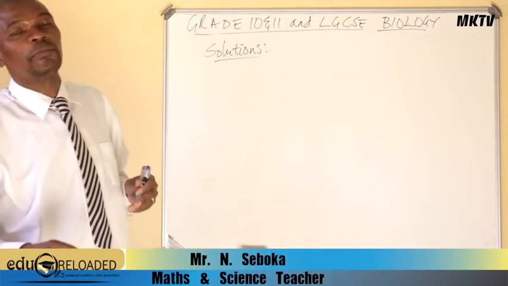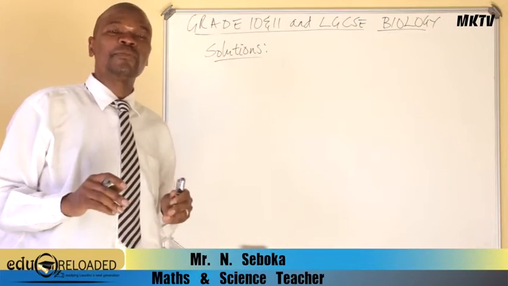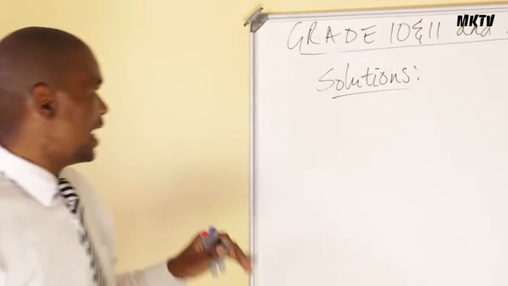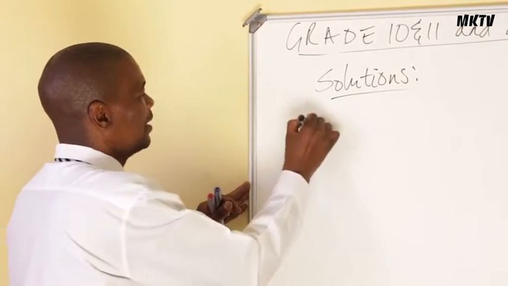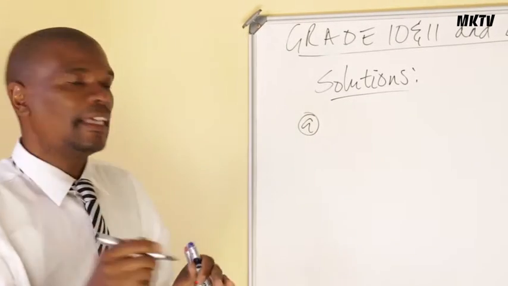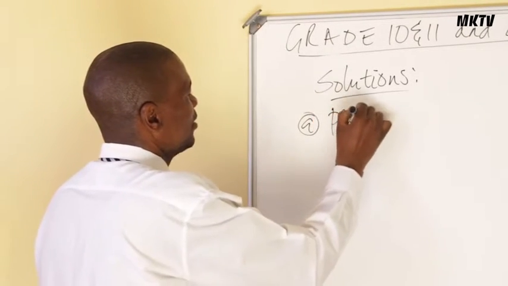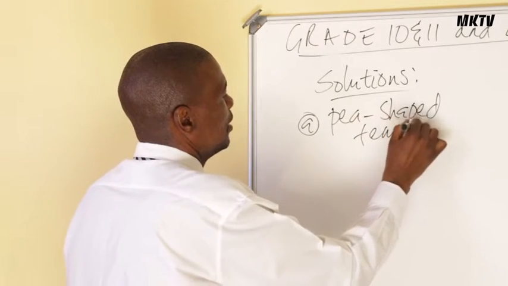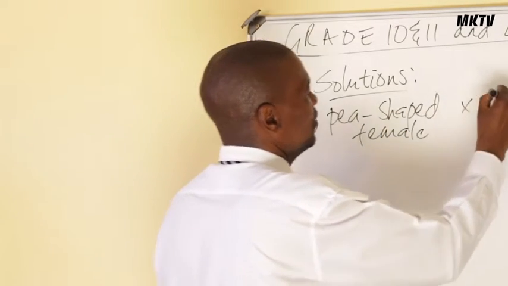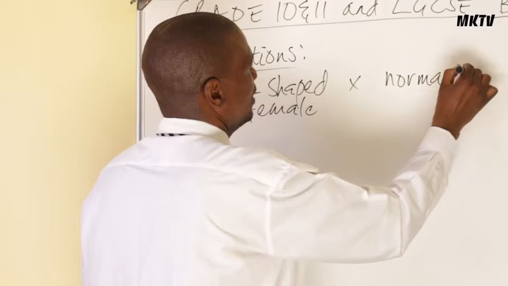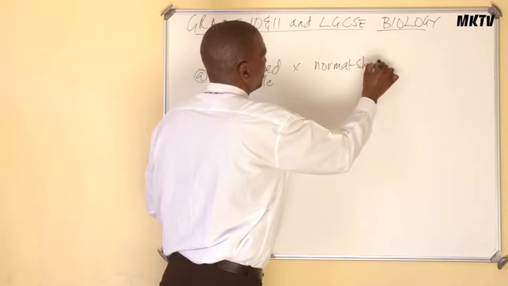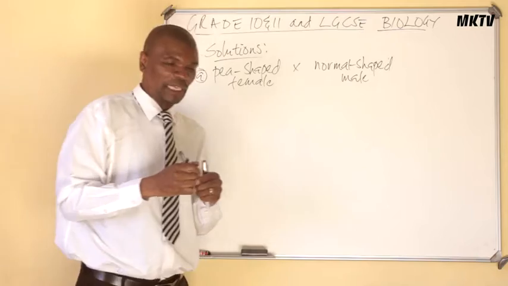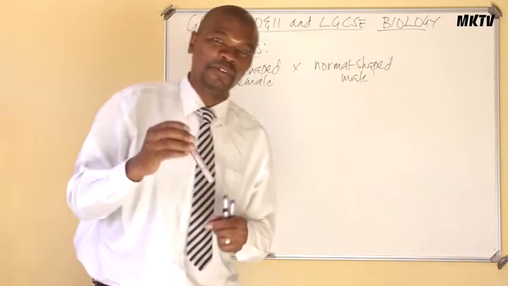Tough time, so I'm going to take my time and go through them with you. Let's help each other. We have the first one. We had a P-shaped female crossed with a normal shaped male. And then I want to show you something here that you need to follow.